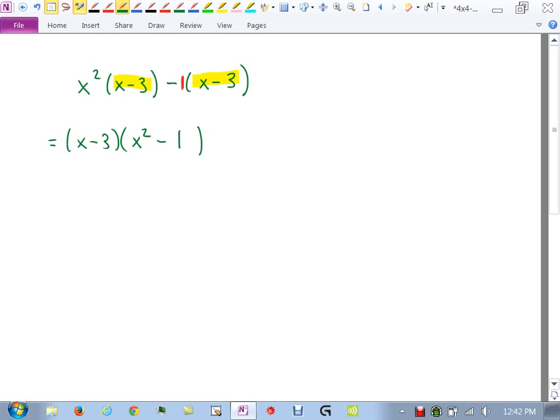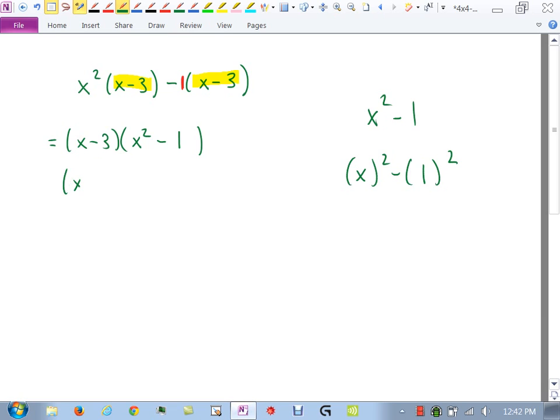Well, you're not done yet, because this one right here has 2 terms, and it's a difference of squares. See it? Now, the first one, x minus 3, is not a difference of squares, but this one is. So x squared minus 1, remember, you can look at that as being something squared minus something squared. It is x squared, and then 1 is obviously 1 squared. So that's your A and that's your B in the formula.